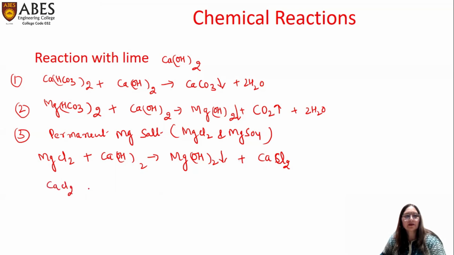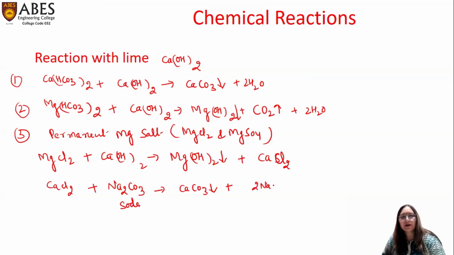Calcium chloride is removed by the soda, and soda formula is sodium carbonate. Again, calcium carbonate insoluble precipitate and removal of 2NaCl. It means permanent magnesium salt is removed by lime and soda. Temporary hardness is removed by lime. Permanent magnesium salt is removed by lime and soda.